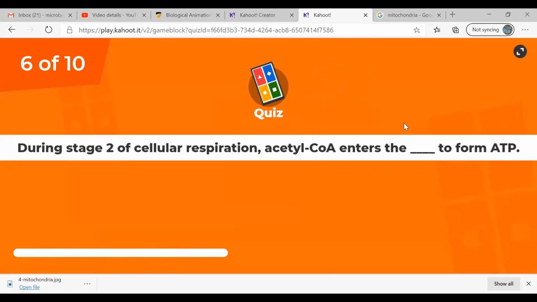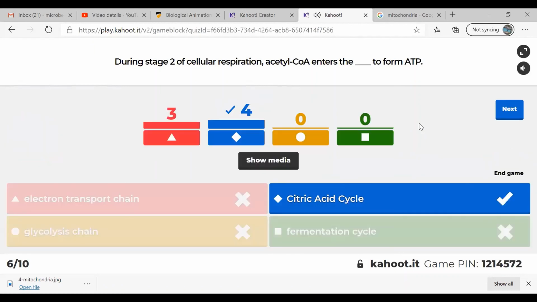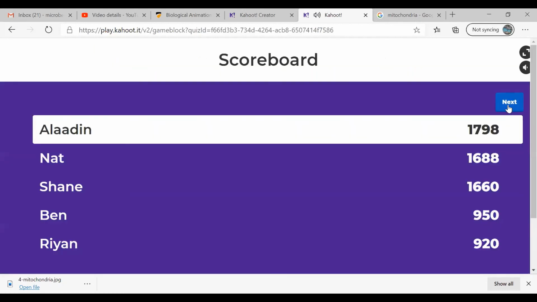Question 6, during stage 2 of cellular respiration, acetyl-CoA enters what to form ATP? So the correct answer is the citric acid cycle. So a little bit better there. That's correct. That's the next step.